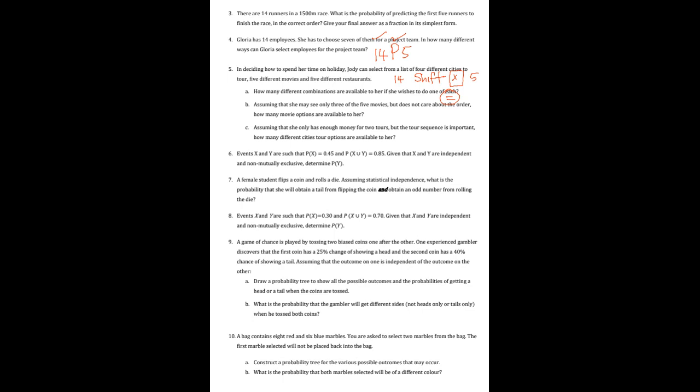Let's look at number 4. So number 4 is pretty much the same thing. The only difference is that now, instead of being in the correct order, the order doesn't matter. So it says Gloria has 14 employees. She has to choose 7 of them for a project team. In how many different ways can she select these 7 people to make up the team from the 14 that she has? They did not mention anything about the order being important. So immediately it says to you that it's not a permutation. If order is not important, it's called the combination rule.